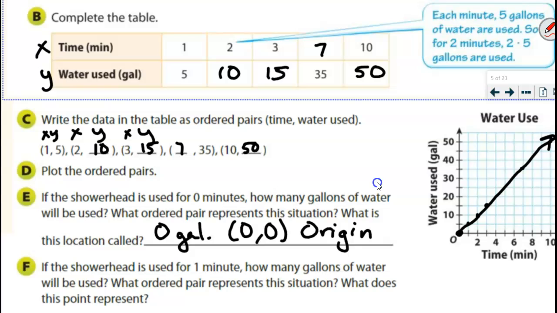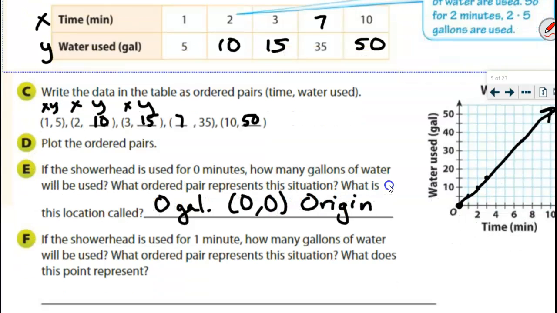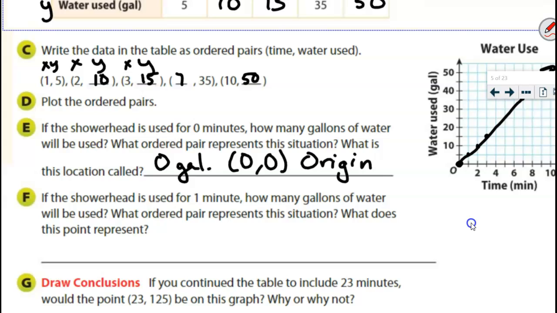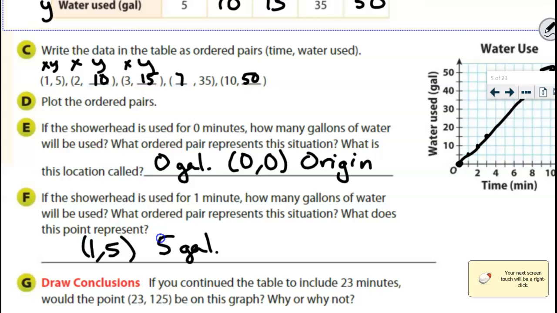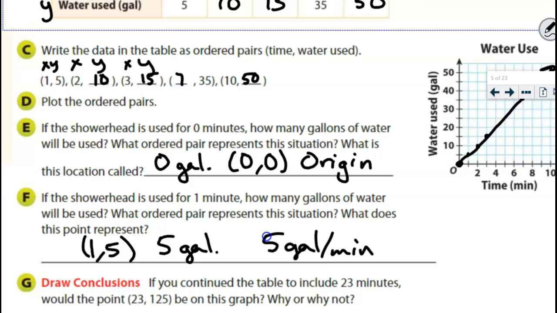If I use the shower head for 1 minute, I'm not going to get very clean, but how many gallons of water will I use? Well, that would be right here, 1 minute, and I would use 5 gallons. So that would be 1, 5, showing me that I'm going to use 5 gallons. And whenever we look at how much for 1, oh my goodness, that takes us back to the first lesson in this series, and that is actually my unit rate. So 5 gallons per minute is also my unit rate, which is also my k, right?